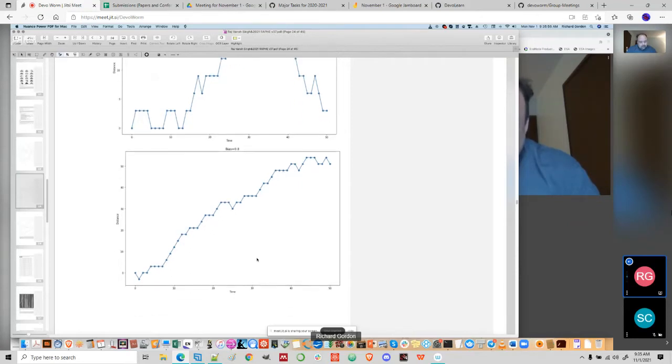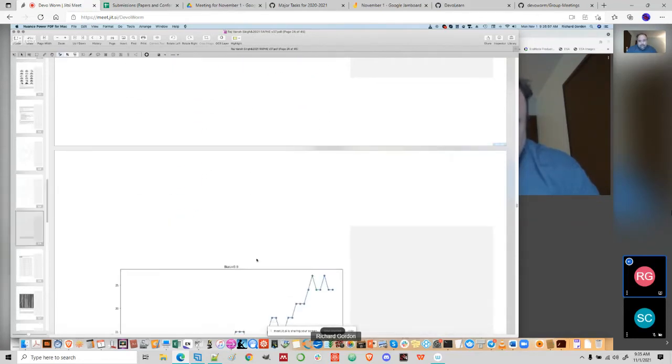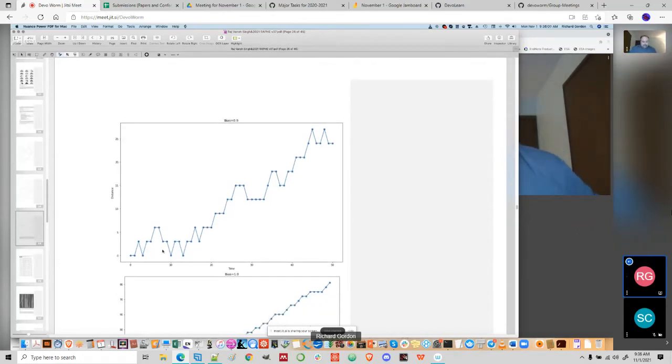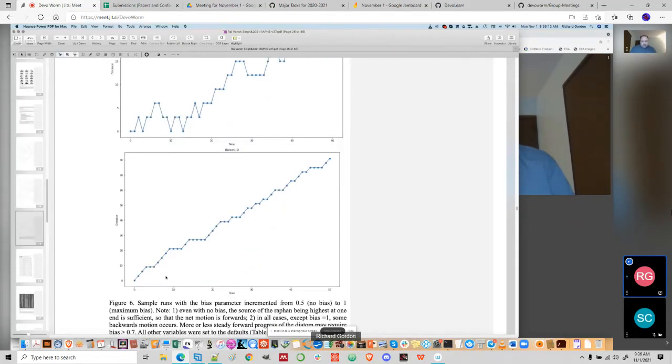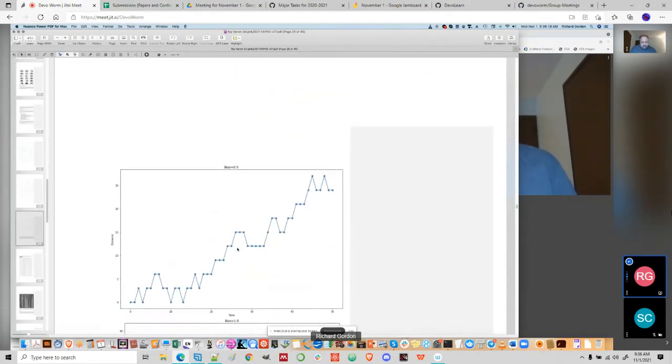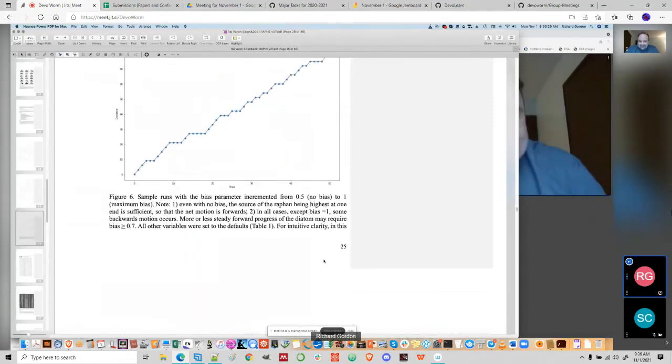And then if you make the bias, this is 0.9. 0.9 does pretty much the same going backwards, forwards. So there's a general average velocity of the diatom, but occasional motion backwards. And if you make the bias 1, then it's all forward. So we think that qualitatively we have simulated the jerky motion based on molecules. But we're not sure.